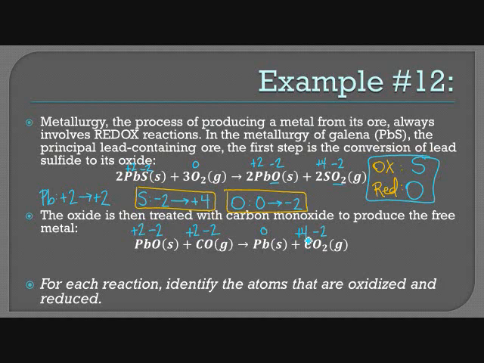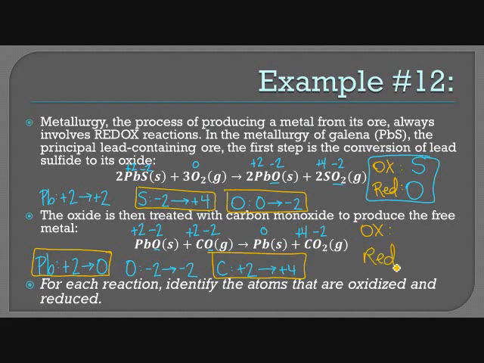Okay, so let's figure out the changes. For lead, it starts as a +2 and it goes to being 0. That's a change. That's going to be included. Oxygen starts out as a -2 and it goes to a -2. And again, it doesn't matter which one you do because they're both -2s. So that's going to stay the same. So that's not included. And then carbon starts out as a +2 and it turns into a +4. So the two that we're interested in are the lead this time and the carbon, because there is a change between those two.